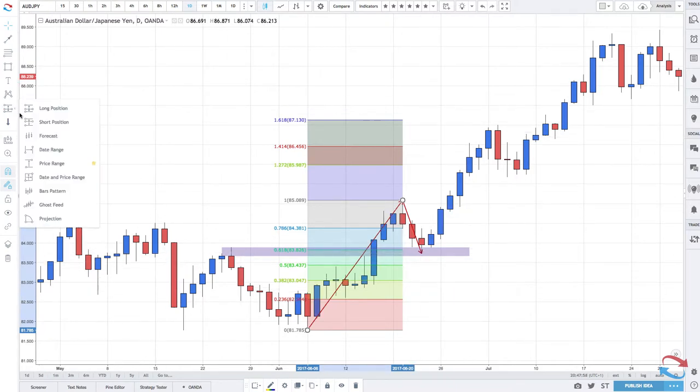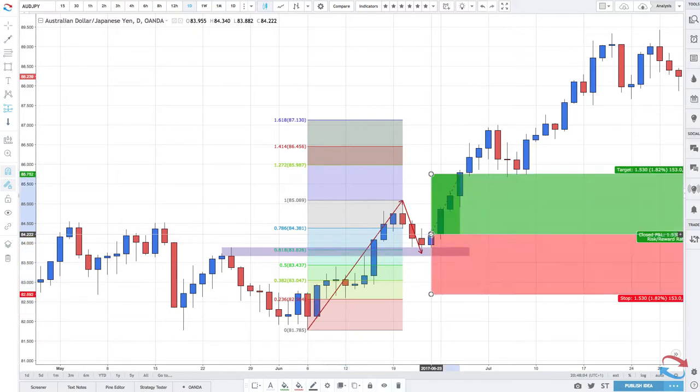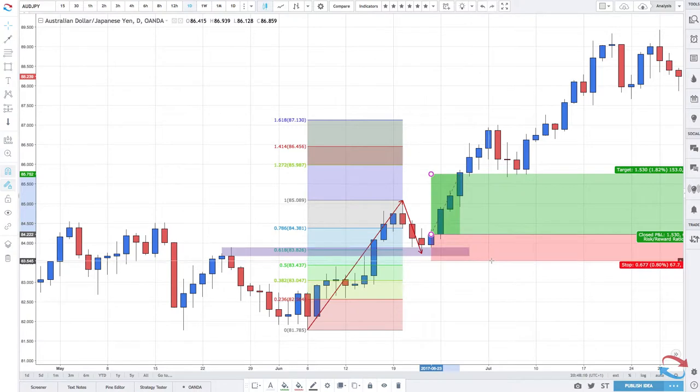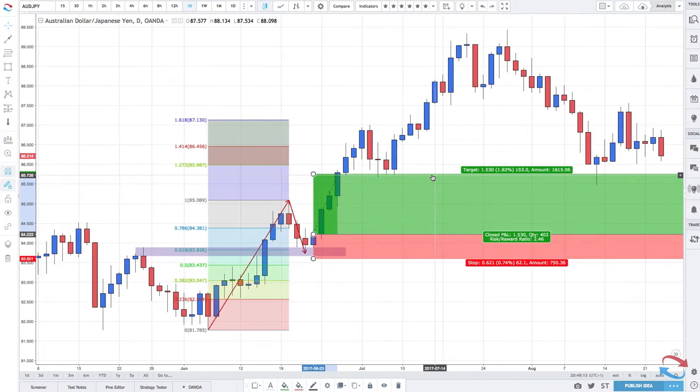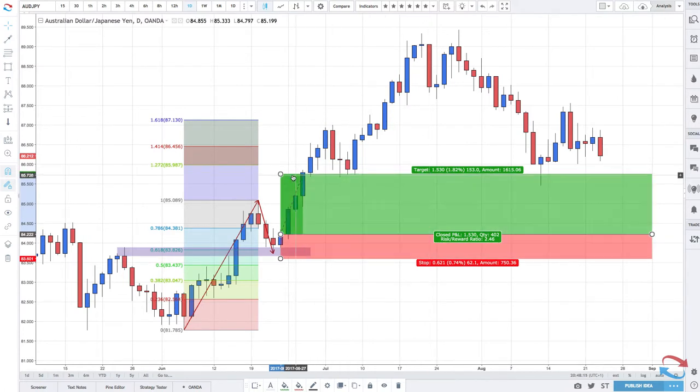We may have a risk of, let's do a long position. Let's say, for example, this was our candlestick entry, and maybe our stop is below the low, and we want to obviously go for more than a one-to-one risk reward ratio.